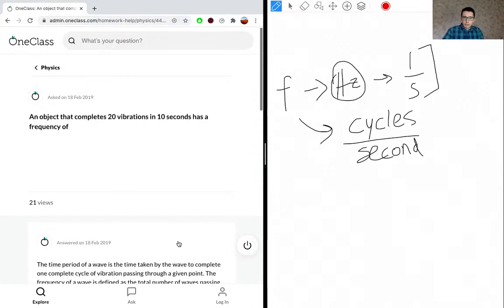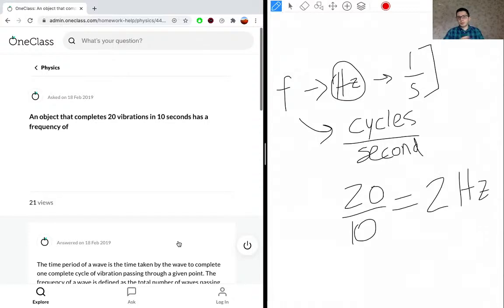So if we think about this question, an object that completes 20 vibrations, so 20 vibrations is equivalent to 20 cycles in 10 seconds. So 20 cycles divided by 10 seconds gives us 2 hertz. And that's the frequency of that object. So when we think about what frequency is, we can understand how to calculate the frequency. The inverse of the frequency is the period, which is 1 over f. So that's a good equation to know.